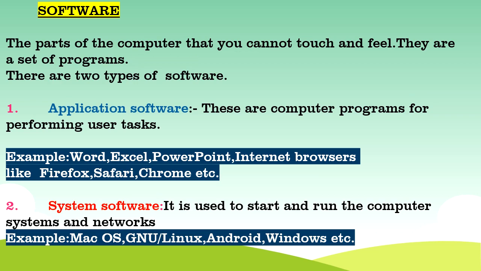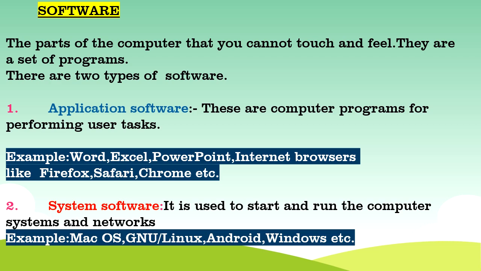Next is software. The parts of the computer that you cannot touch and feel. They are a set of programs. There are two types of software: application software and system software. Application software means these are computer programs for performing user tasks. For example, Word, Excel, PowerPoint, and internet browsers like Firefox, Safari, Chrome, etc.